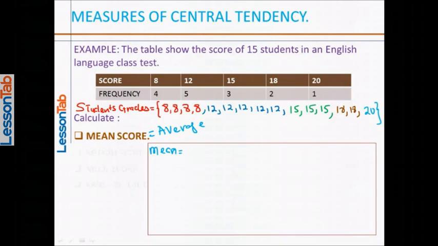The mean is the sum of the scores. We have student scores. There are 8 students, so the total sum of the scores divided by the sum of the frequencies. Okay, if you can allow me to do that.